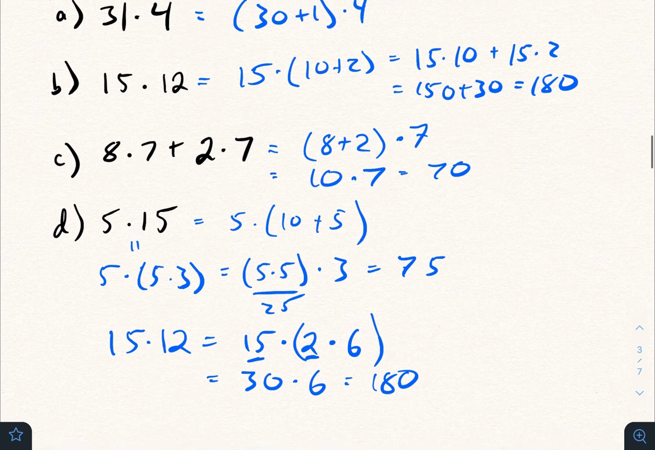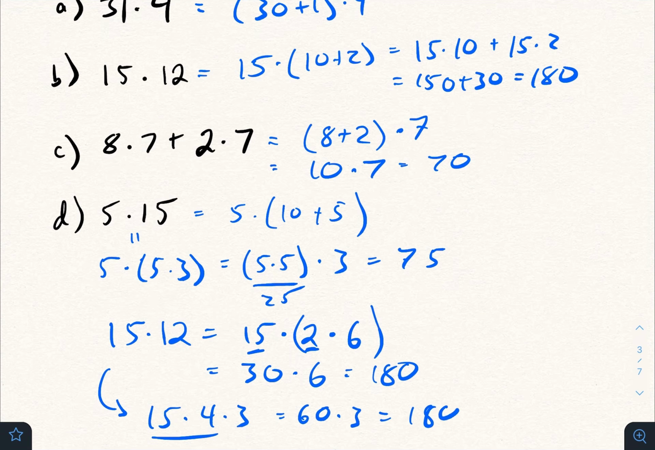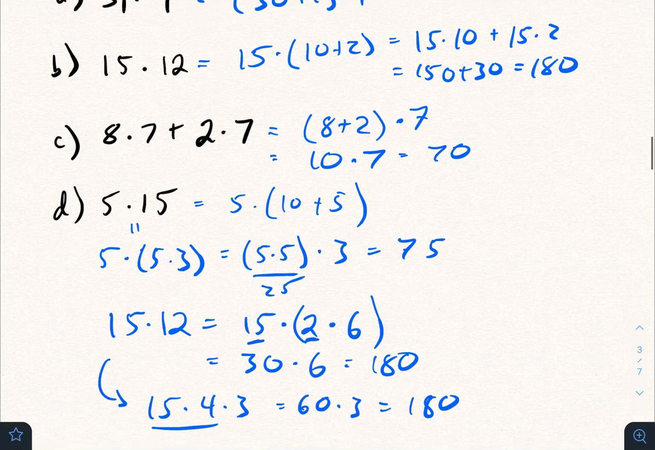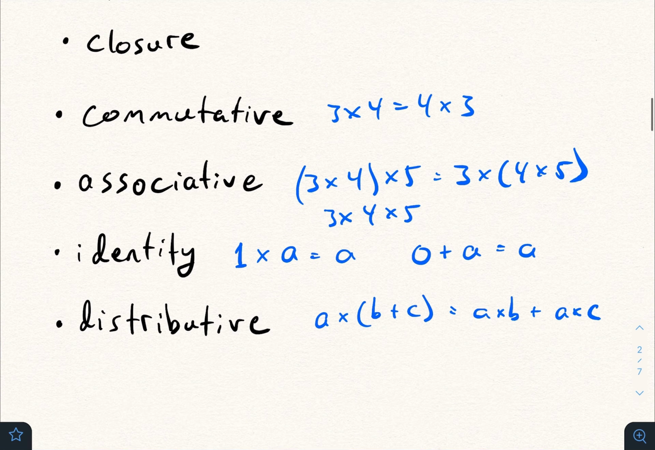Okay, and there are many ways that you could go about doing this too. You could also break this up as 15 times 4 times 3. 15 times 4 is 60, and that's also going to give us 180. So yeah, the more that you understand these properties and how to utilize them, the better your number sense is going to be, and the more flexible you're going to be when it comes to computing all of these different types of problems.